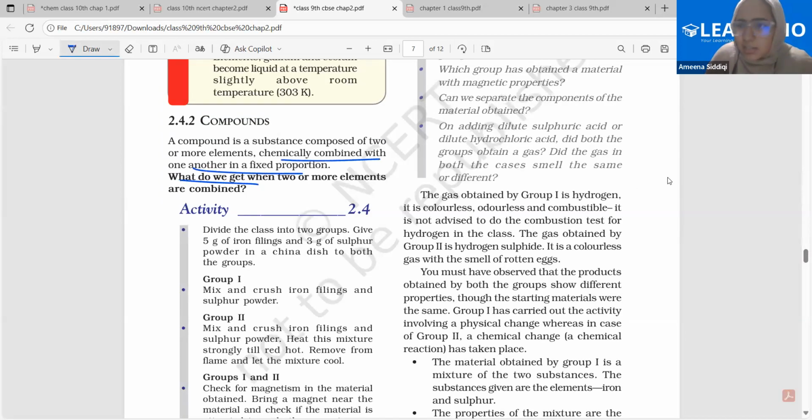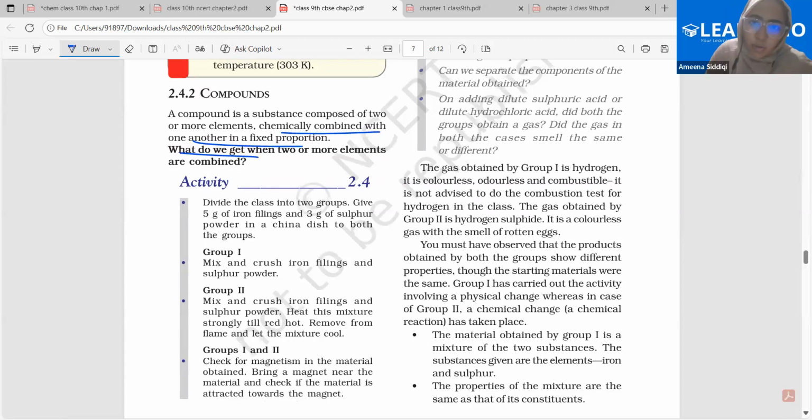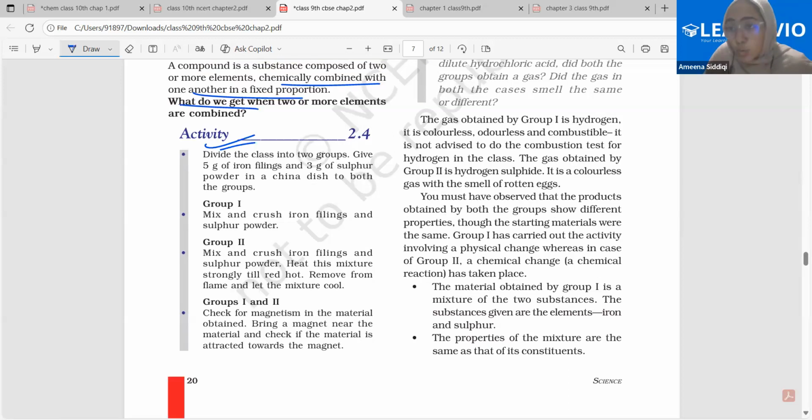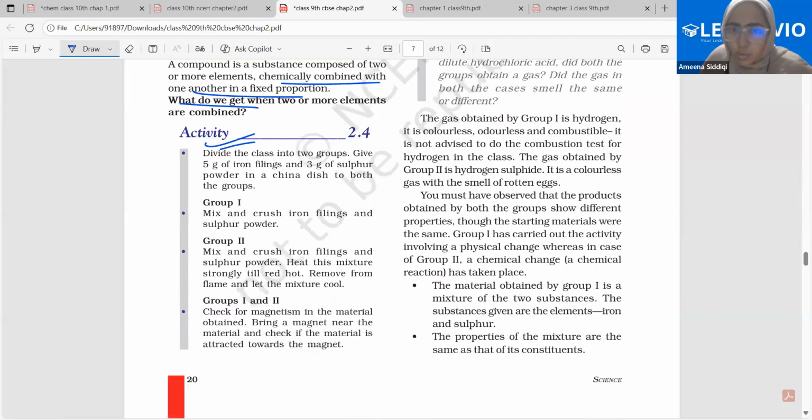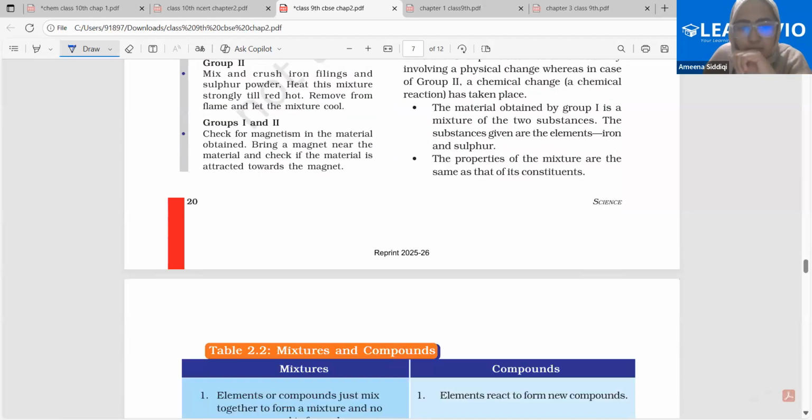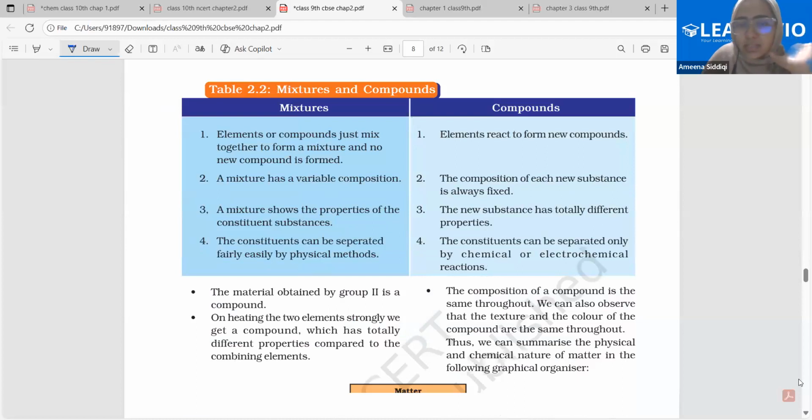Chemically combined with other elements in a fixed proportion. Now here two things are important. The activity. You will go through this activity. I'm not discussing it right now, or should I? Whatever is your call. No need, ma'am. I'll look at it after. You will go through this because it's really important. Many of the questions are based on just this activity. Then we can discuss this. Else everything has been discussed.